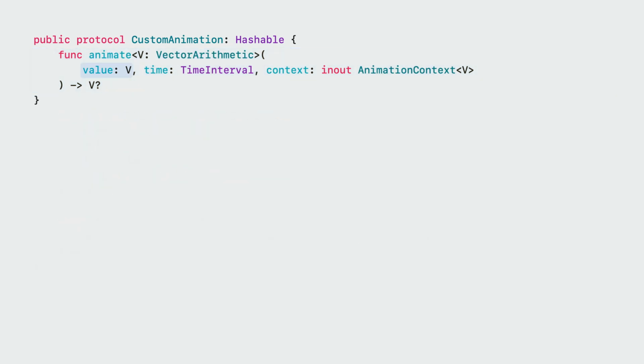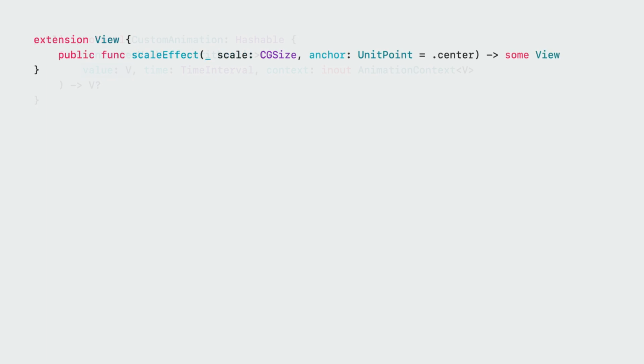Animate is passed the vector to animate towards, the amount of time that has elapsed since the animation began, and the context, which includes additional animation state. Animate returns the current value of the animation, or nil if the animation is finished. Where does this value vector come from? It comes from a view's animatable data. In the pet avatar view, that's the scale effect.